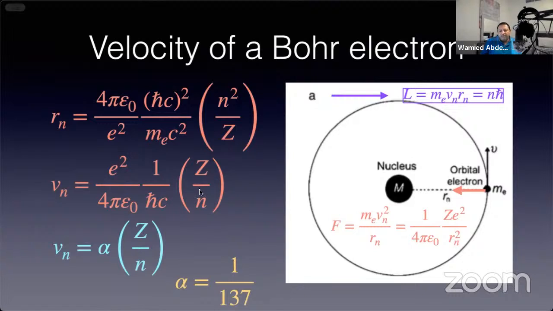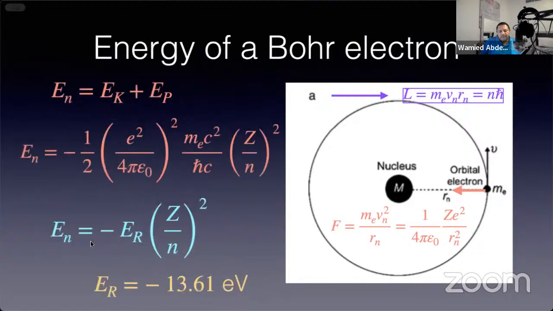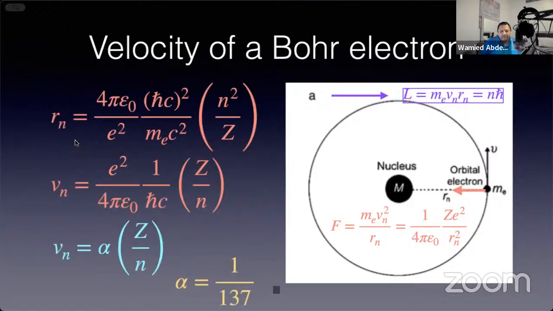Actually, here there is a typo. Let me correct this. This is Vn over c; there should be a division by c. So basically, it's the velocity of the electron divided by the speed of light. Let me quickly correct this.